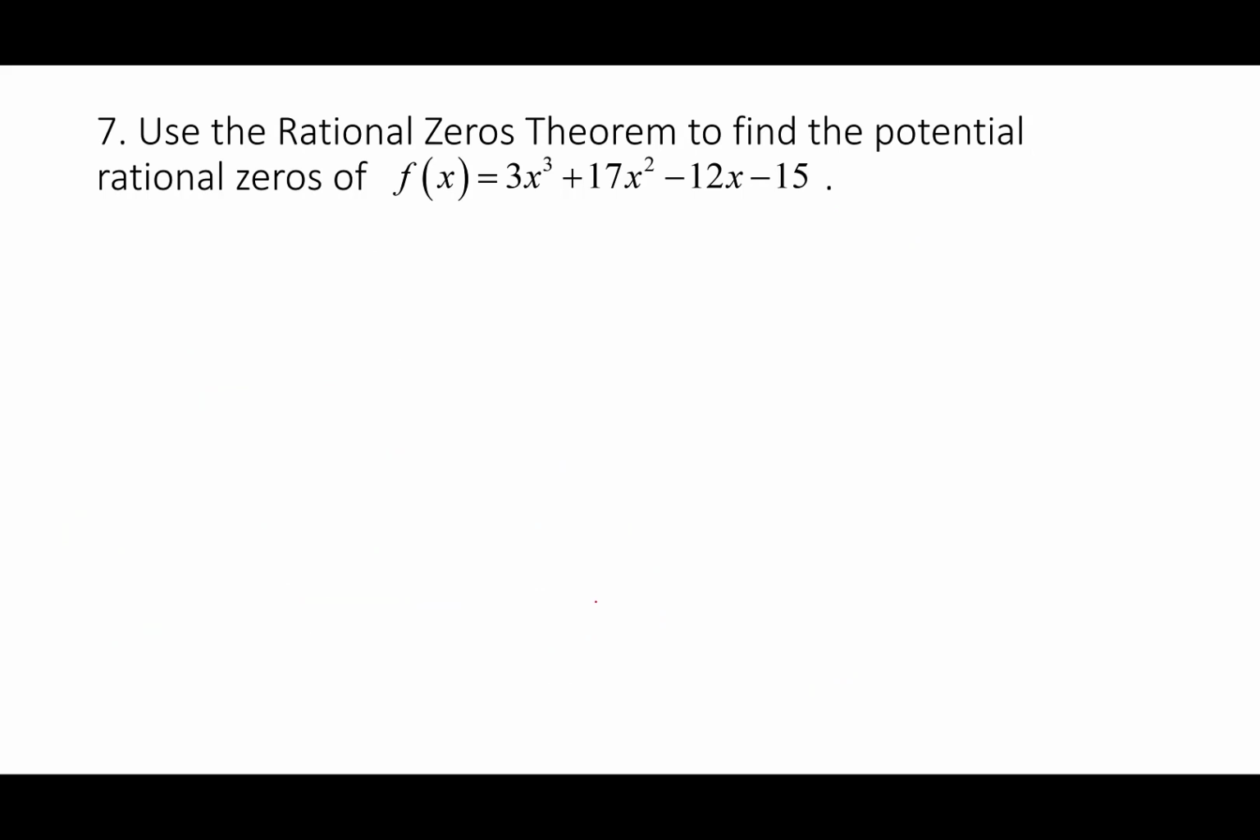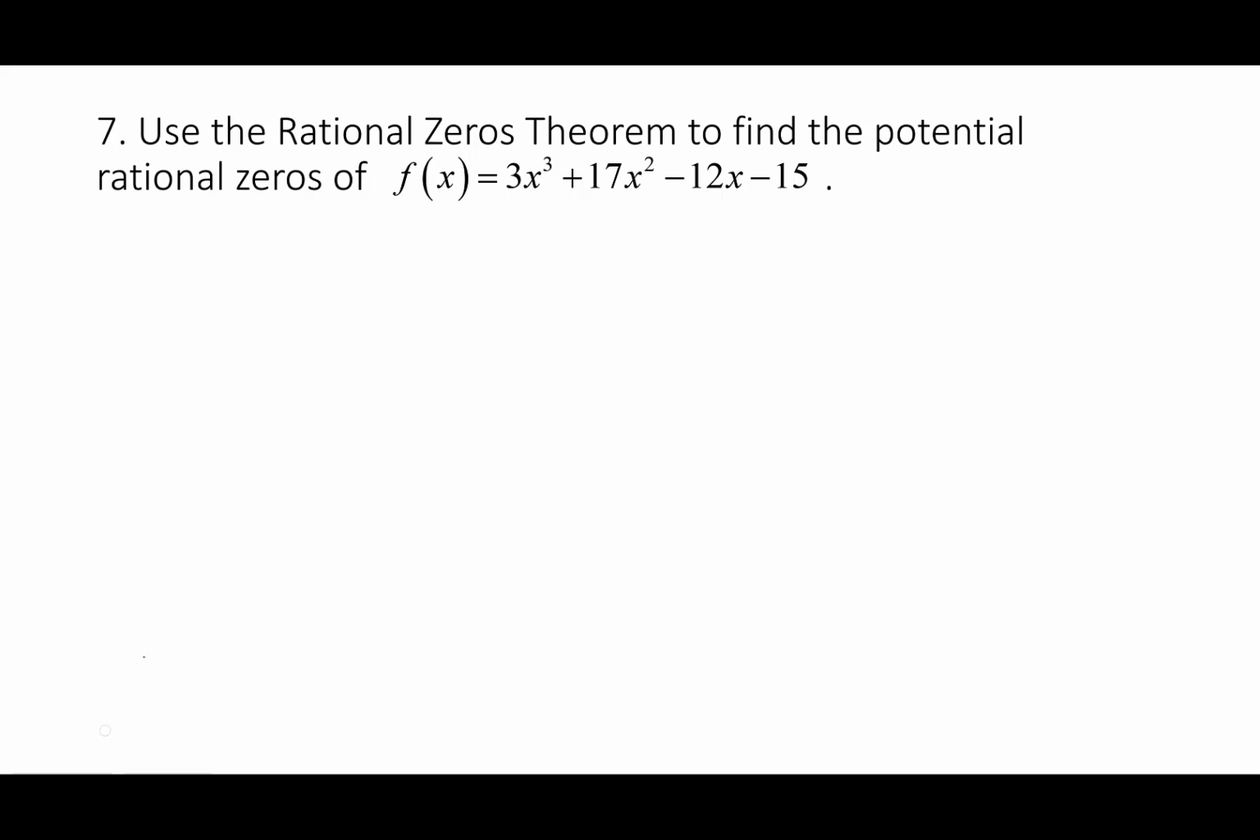All right, let's move on to number 7 here, where we're asked to use the rational zeros theorem to find the potential rational zeros of the polynomial f of x equals 3x cubed plus 17x squared minus 12x minus 15. And note here that you're not asked to do any solving for zeros or any factoring or anything. In fact, I just made this one up, so my guess is it's unlikely that any of these rational zeros would work, but who knows? Okay, so how do we find the rational zeros?